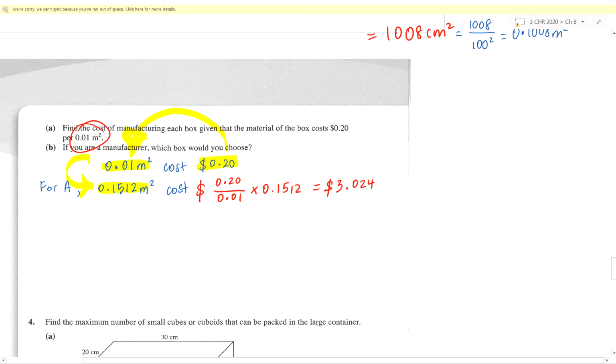$3.024. So because we are dealing with money, we have to round it off to 2 decimal places, right? The smallest cent that we have is 1 cent. We cannot go lower than that. So round this off to 2 decimal places. We get 3.02. So this is the cost for A.